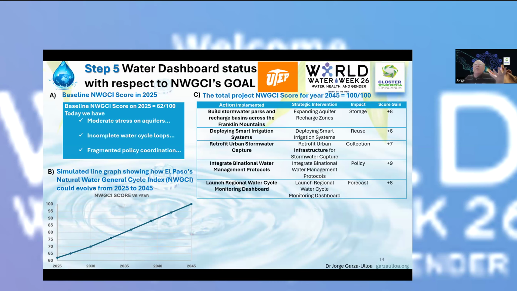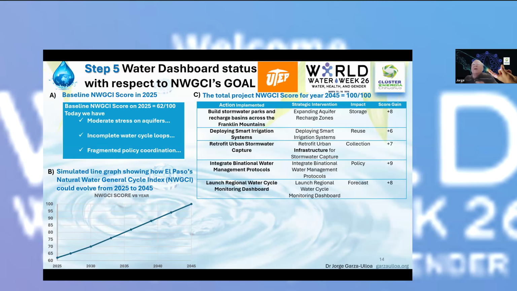Okay, right here I have a table of the actions implemented. I check the time, the strategic intervention, the impact, and the score gain. The score gain is the percentage by which we are increasing our level in the aquifers. We are going to build stormwater parks and recharge basins across the Franklin Mountains. Why? Because we are going to expand the aquifer recharge zone. Where is it going to impact? On the storage. That means we're going to increase the water by 8% that we already have in the aquifers.